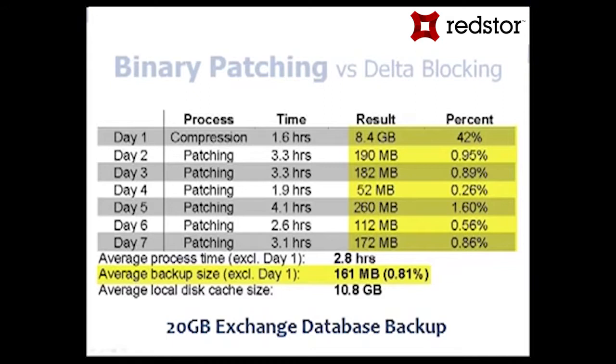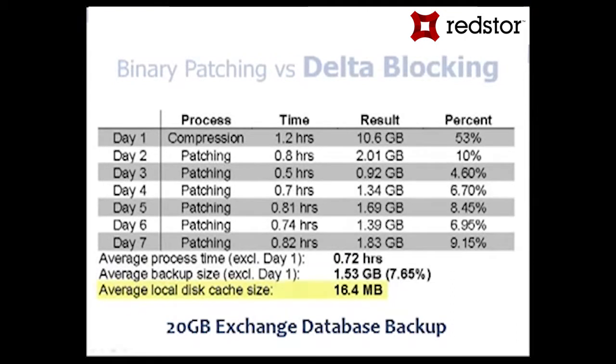Let's compare the two patching techniques. Binary patching uses a compressed, unencrypted previous version of the file to do a comparison with the current file. Only changed bits are extracted, delivering a very small patch from around 0.1% to 2% of the size. Although the patches are small, additional free space is required on the local disk. Around 50% of the size of the backup selection is required for caching.